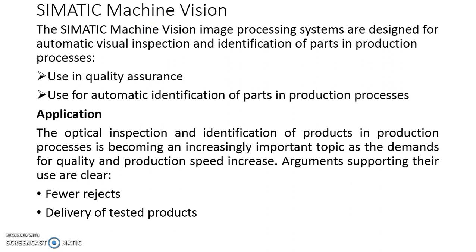Another type of sensor system is SIMATIC machine vision, very important. The SIMATIC machine vision image processing sensor systems are designed for automatic visual inspection and identification of parts in production processes, used in quality assurance. Optical inspection and identification of products in production processes is becoming an increasingly important topic as the demands for quality and production speed increase. Arguments supporting their use are clear: fewer rejections and delivery of tested products.